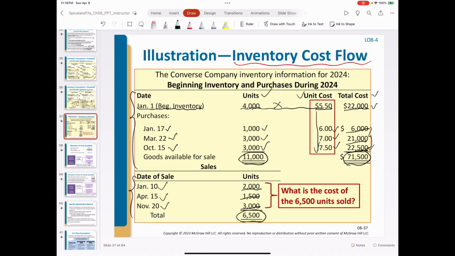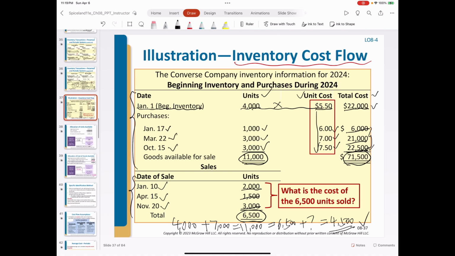Since the units are given, we can use a formula. How many units were still available by the end of 2024? The beginning balance was 4,000 units. The total purchases were 7,000, so total goods available for sale in units was 11,000. And the units sold were 6,500. So what's the ending balance of inventory in units? You can easily get that it is 4,500. But that's not the answer we need. We need the dollar amount.